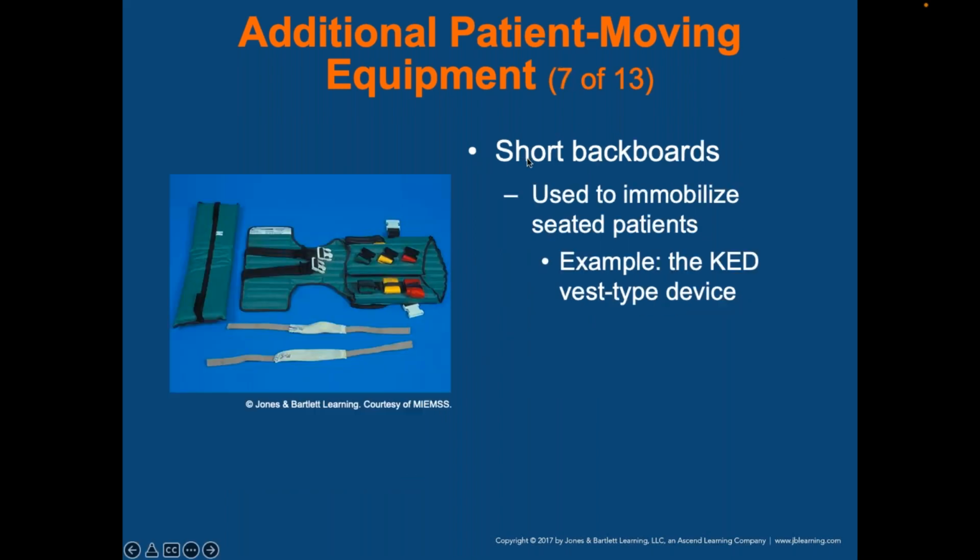These are short backboards. This would be what they call a Kendrick extrication device or a KED vest type device. Most states have stopped using these, but they still carry them on the ambulance. Everything serves a purpose. I've used more of these lately on patients that have pelvic injuries, using it as a pelvic stabilization versus an actual use for a KED and spinal.